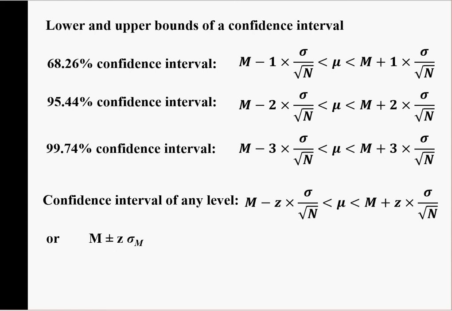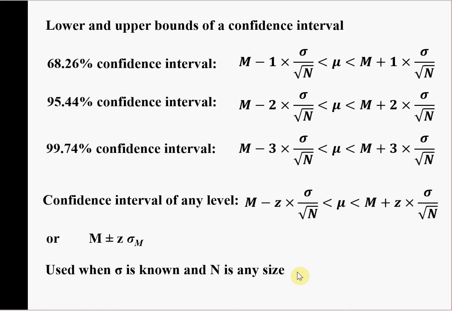I like to emphasize that we use this way to calculate the lower bound and upper bound of a confidence interval when we know the population standard deviation, and the sample size could be any small size or large size, regardless, as long as we know the population standard deviation. Why is that? Because to calculate the standard error, we need the population standard deviation.